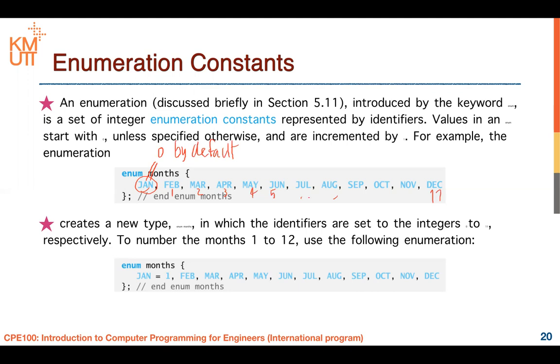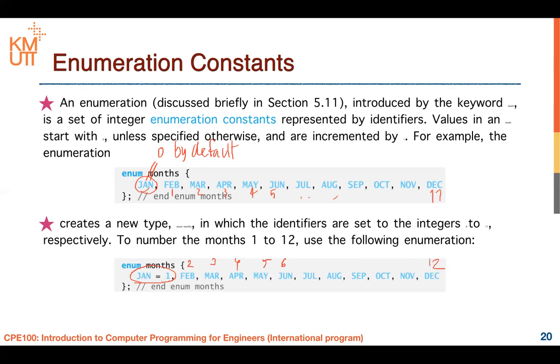But if you want to create a new type and start Jan from 1, you can use Jan equal to 1. And then Feb will be 2, 3, 4, 5, 6, and so on. And December will be 12. So it depends on you.